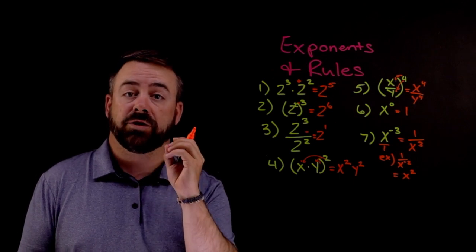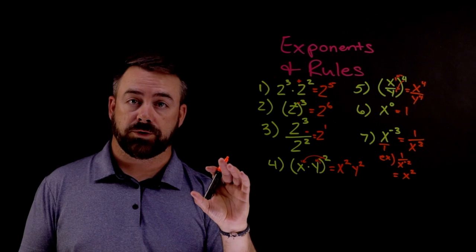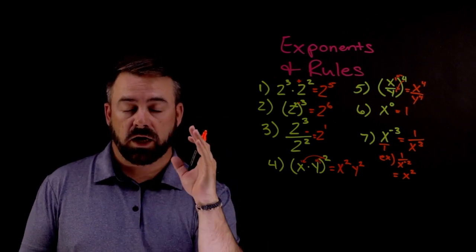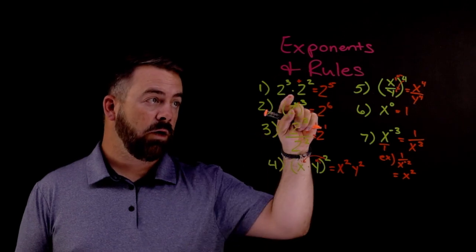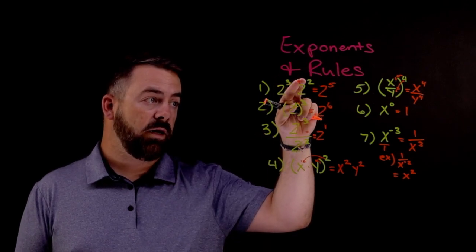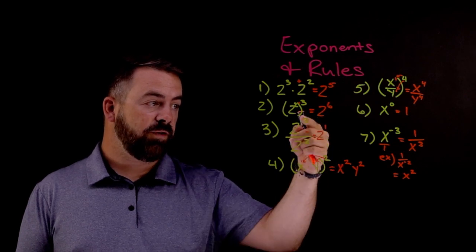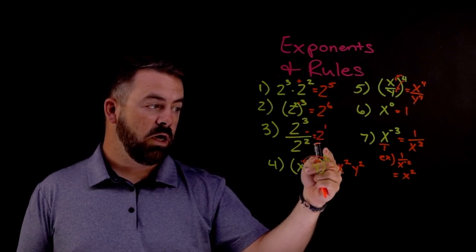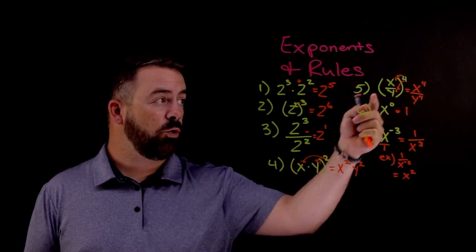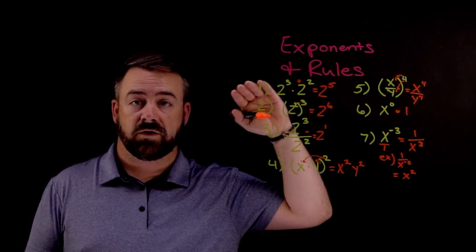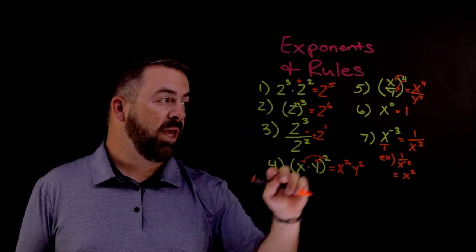And a lot of times your examples want you to combine multiple rules. So just take your time, pay attention to what's being asked, and remember, bases are the same, you add. Power to a power, you multiply. When there's division, you subtract. When there's an exponent outside of the parentheses, distribute that through. Same thing with number 5. Doesn't matter if it's a fraction or if it's a multiply statement.